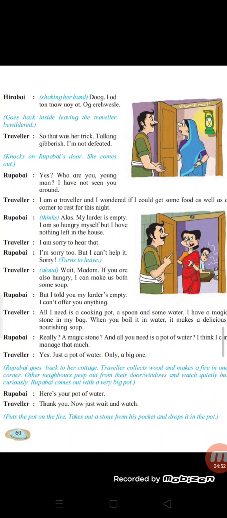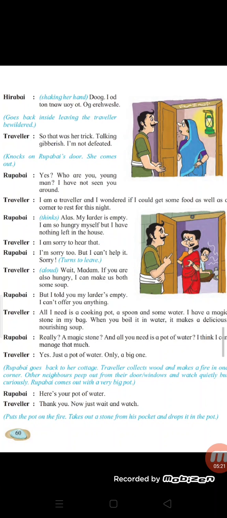Okay. Now, Hirabai, shaking her hand, is speaking like that. Now she goes back inside, leaving the traveler bewildered. What does she do? She also gets inside the house. She closes the door, leaving the traveler outside.